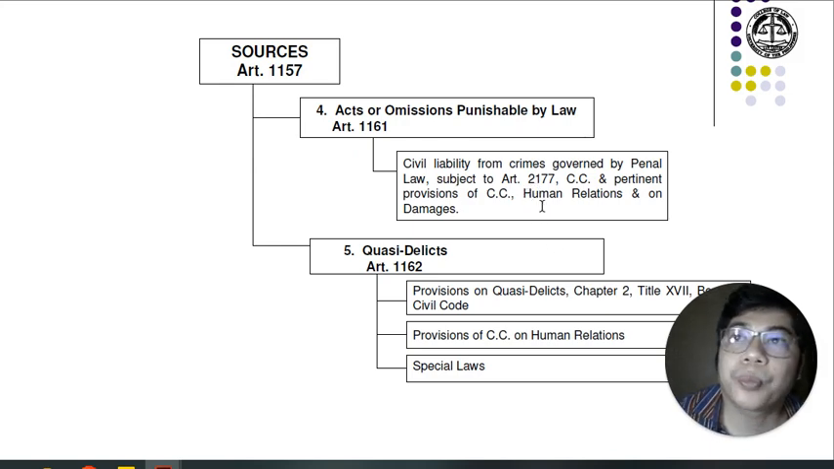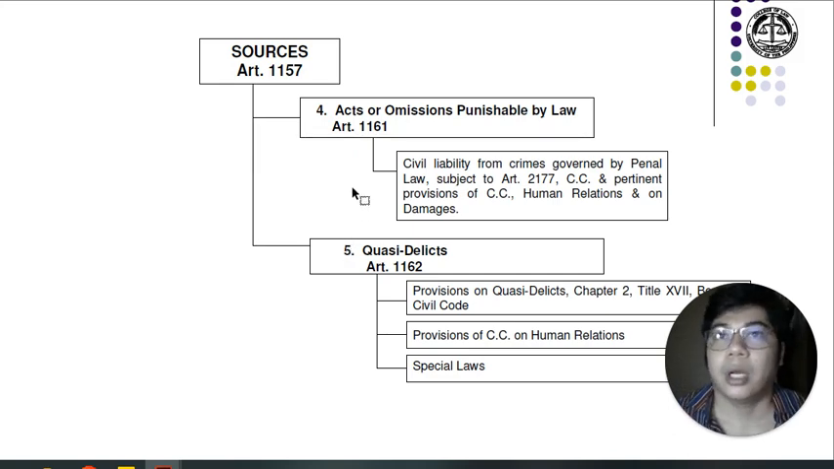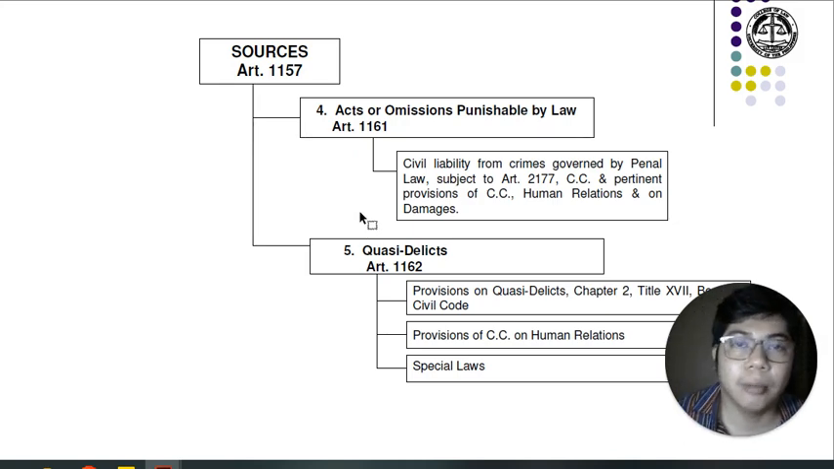Okay, so next session we will discuss the fourth and the fifth. So again, please read the provisions. It is in the internet. It is also in the codal that I have sent to you. So please read that one and also the PowerPoints. Okay.